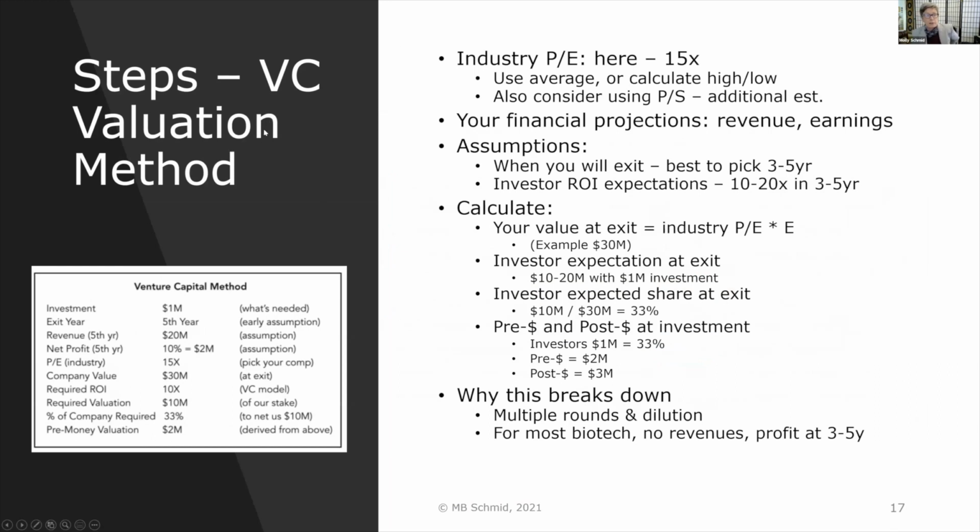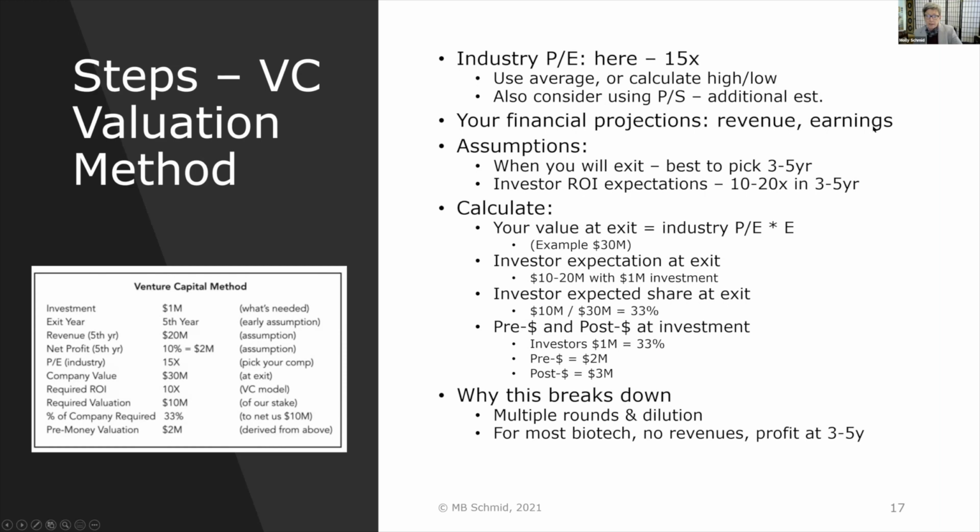So again, steps in the VC valuation method: find an industry multiple. You may use an average or calculate some kind of high-low, so there may be a range like 15 to 30. You might also consider using price to earnings, earnings being profit, where profit is the revenue minus cost of goods. You could use just the value to the revenue as an additional estimate.